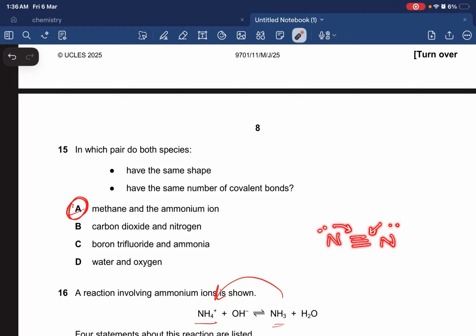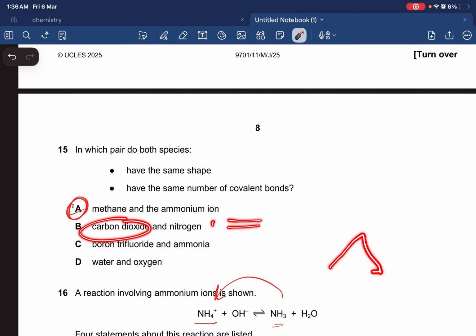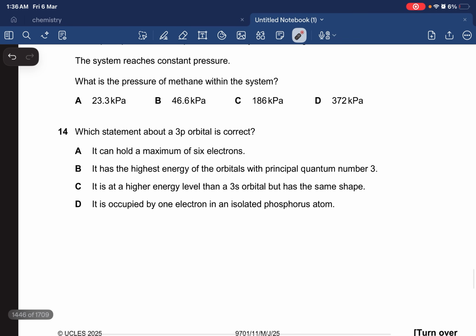So there's going to be some kind of angle. It's going to be like this shape, but carbon dioxide is going to be flat because there are no lone pairs on the carbon atom, and then methane and ammonium are going to have proper bond angles.